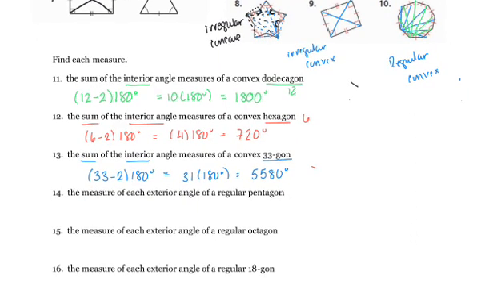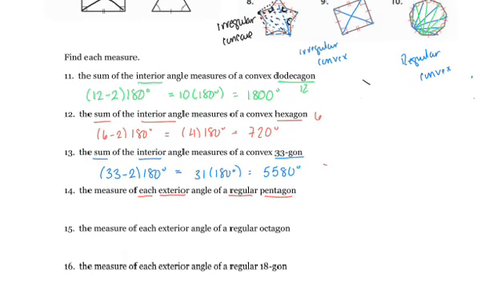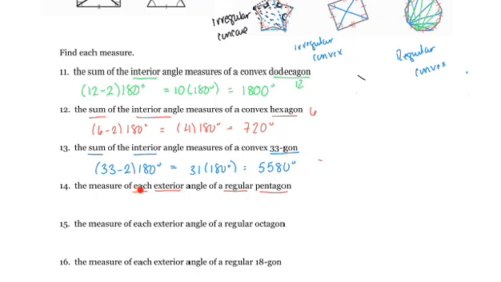Number 14 says, what is the measure of each exterior angle of a regular pentagon? So again, each exterior angle, so I don't want the sum, I want each one. Exterior angles, if you have a convex polygon, the sum of the exteriors is always 360 degrees. It's a regular pentagon. Pentagon means it has 5 sides, and regular means all of the angles are the same.